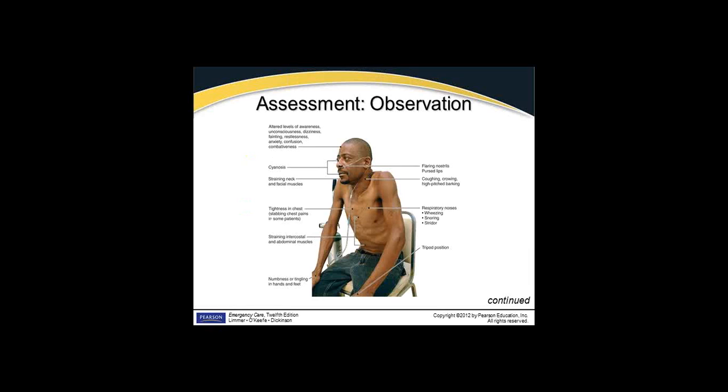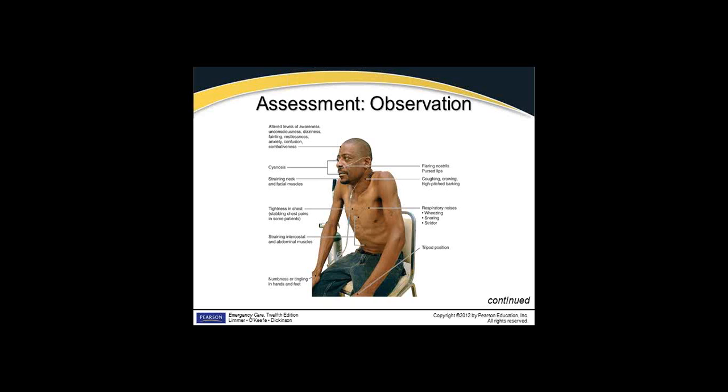Here's a fairly good picture. This is the one that's on page 451 in your text, but it helps us remember some of the signs and potentially symptoms that we're going to have with patients with difficulty breathing or respiratory problems. So altered level of consciousness, which can be anywhere from unconsciousness, dizziness, fainting, restless anxiety, confusion, combativeness, flaring of the nostrils and pursed lips.